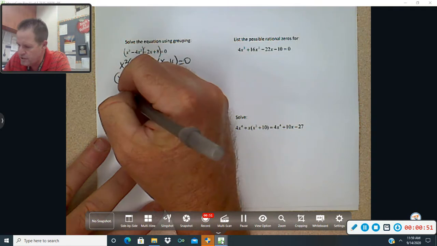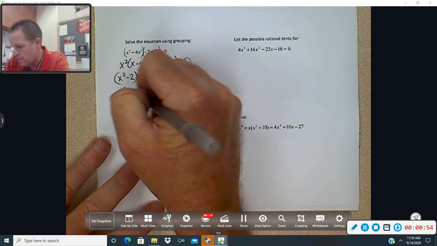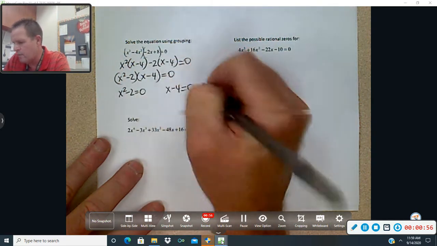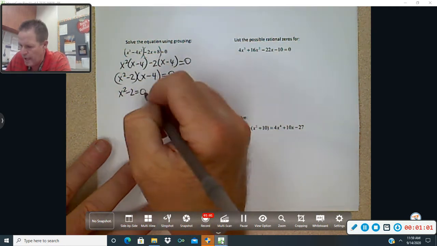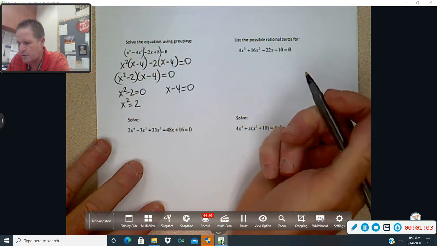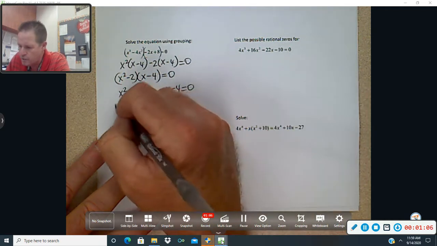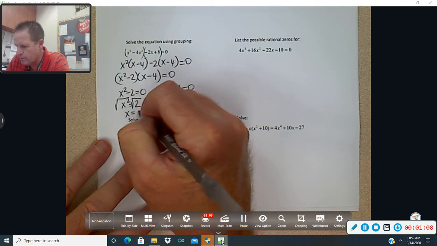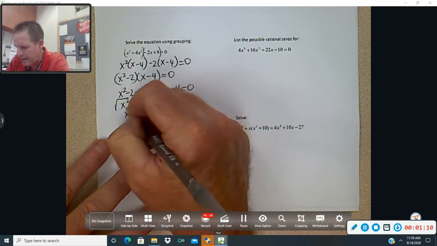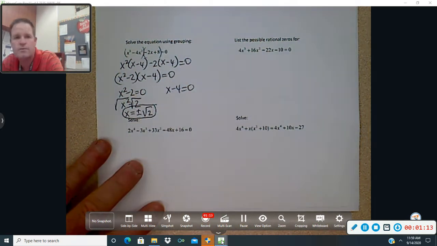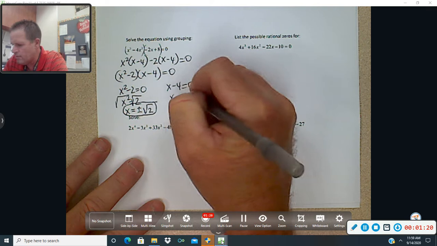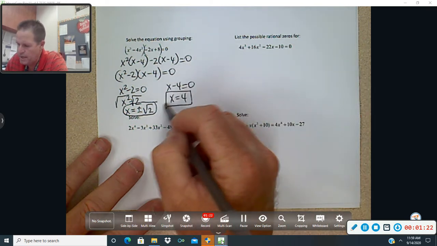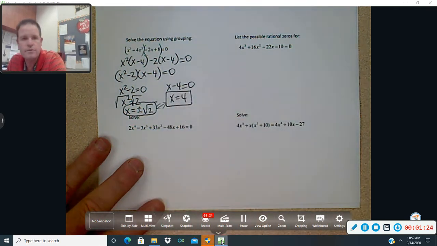So what we need to do is just set that part equal to 0, and x minus 4 equal to 0. Alright, now we'll add over 2, so x squared is going to equal 2. And then we'll square root each side. x equals plus or minus radical 2. And that counts, remember, as two answers. Positive radical 2 and negative radical 2. Add 4 over to the other side, and x is going to equal 4. And there again, there are your three answers.